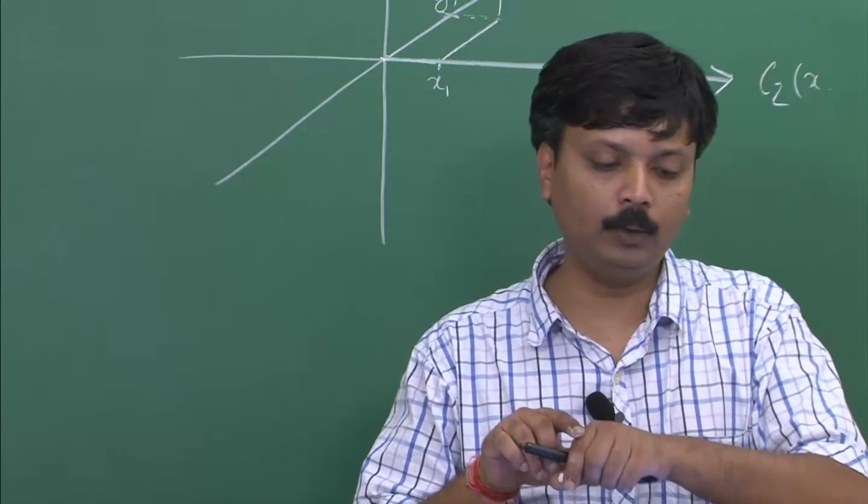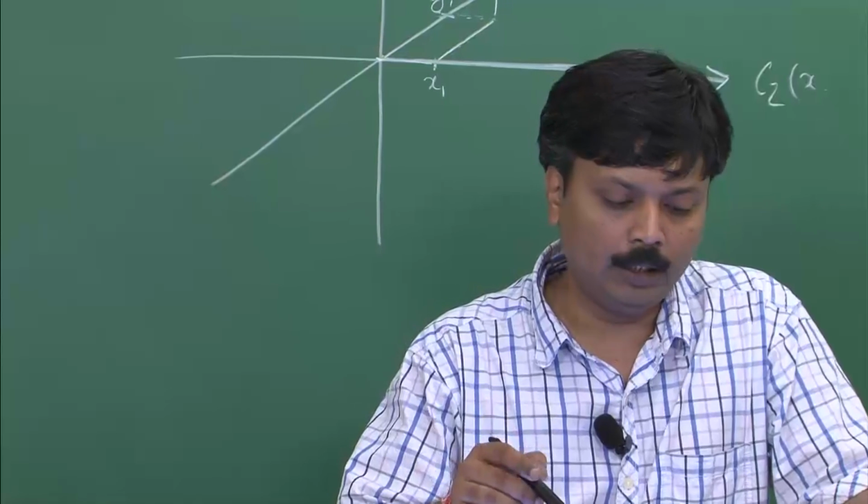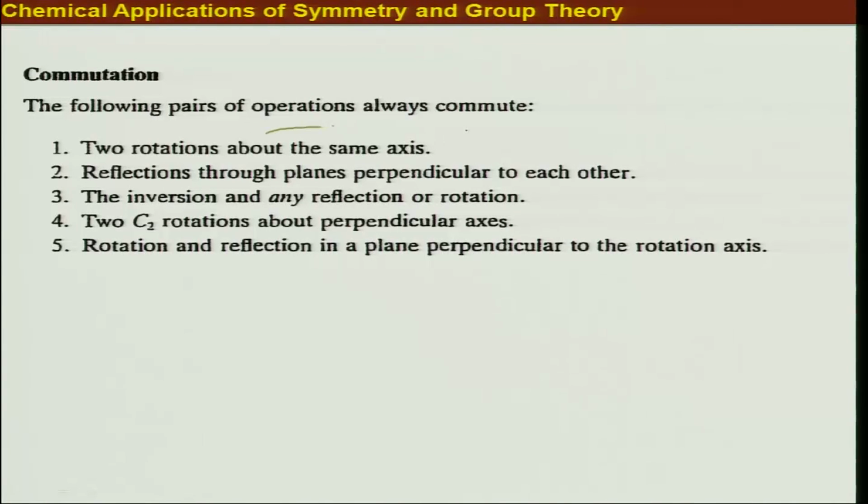There are a few quick points I will run through here, which will be pretty important to note. That is, the following pairs of operations will always commute. So, what are they? Two rotations about the same axis, they will commute. Reflections through planes which are perpendicular to each other, they will commute, like sigma xy and sigma xz. The inversion and any reflection or any rotation, they will commute. Two C2 rotations about perpendicular axes, they will commute, and rotation and reflection in a plane perpendicular to the rotation axis, that we just saw, that is C2 and sigma, they will commute with each other. So, these are the few symmetry operations that commute.